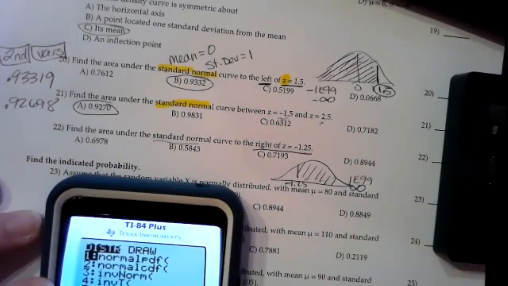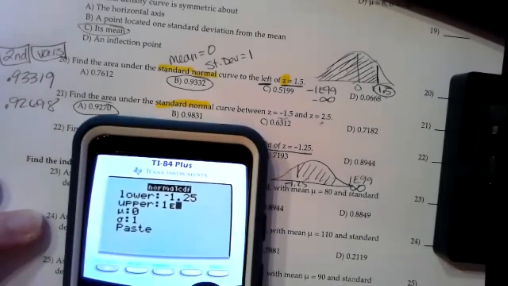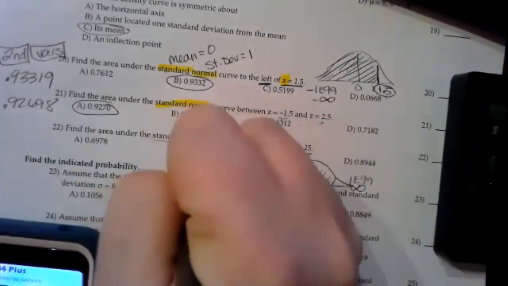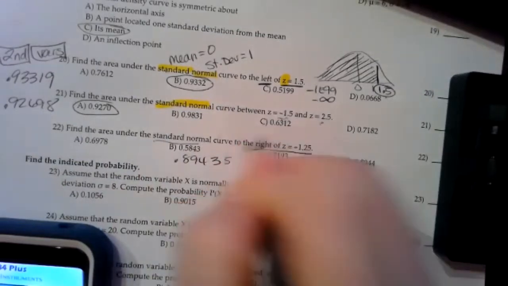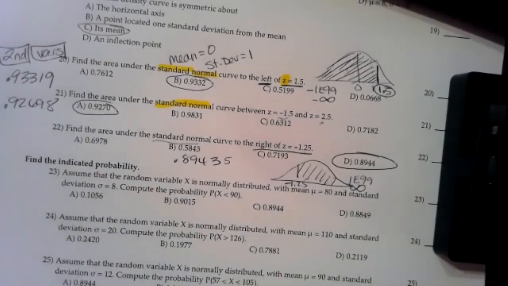So when I go second VARS, I go to my normal CDF. I'm going to have my negative 1.25. My upper will be a 1. To get my E, I do second and the comma. Okay, and then I put my 99. I have a mean of 0, standard deviation of 1, let it run, 0.8943. Okay, and the next number was a 5, so it'll be 44. Choice D should match up for that answer on 22. Questions or concerns?